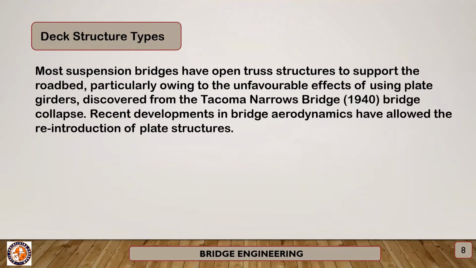Next is the deck structure types. Most suspension bridges have an open truss structure to support the road bed, particularly owing to the unfavorable effects of using plate girders discovered from the Tacoma Narrows Bridge collapse. Recent developments in bridge aerodynamics have allowed the reintroduction of plate structure.